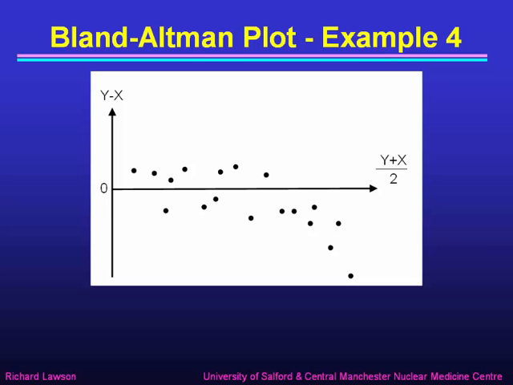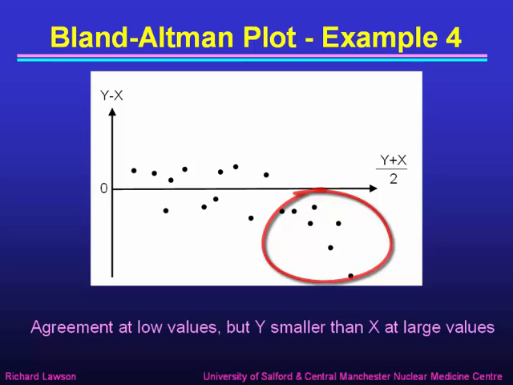Here's another example. What could you read into this sort of Bland-Altman plot? Well, here again it's not consistent about 0, but for low values it tends to be okay. It's at high values it veers towards the negative. So the y and x agree at low values, but as the measurements get larger then y tends to be smaller than x, because y minus x is negative. That means that y must be smaller. So these two measurements only agree at small values and tend to deviate at large values.